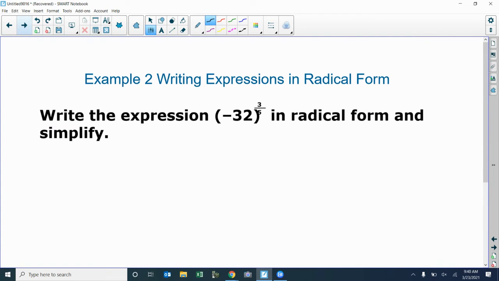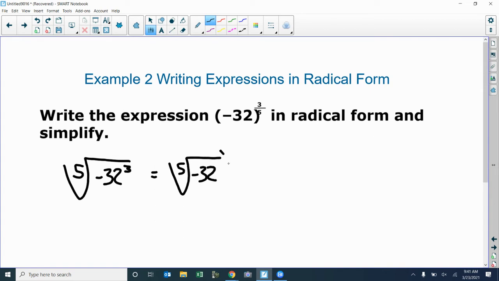All right, write the expression negative 32 to the 3/5 in radical form and simplify. So first of all, try to put it in radical form. Radical form, 5 is going to be my index. I'm going to have negative 32 to the 3rd power. You can also write it this way, the 5th root, negative 32 to the 3rd power. Those are both okay. You see that? Okay?